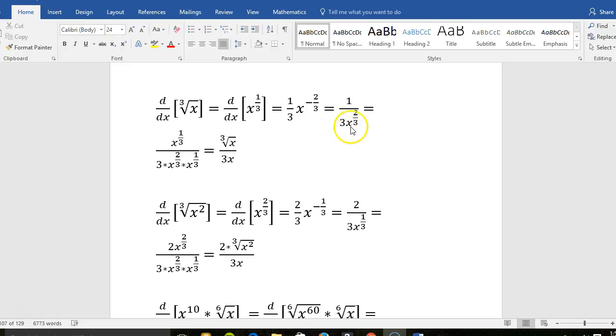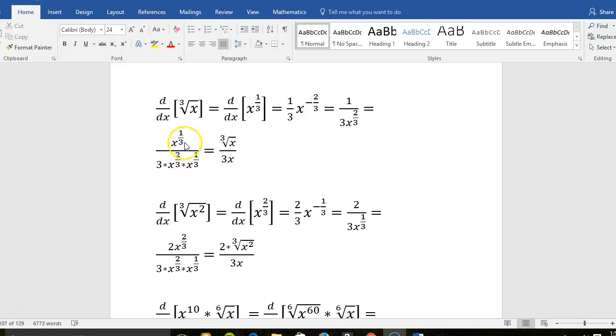Now, for good manners, let's rationalize. So remember, 2/3 plus what equals 3/3? Well, namely 1/3. So we need 1/3 here. We multiply the bottom and the top by x to the 1/3. Because I know that if I do that, this 2/3 will add to this 1/3 in the exponent, and I'll get 3/3, which is just 1.